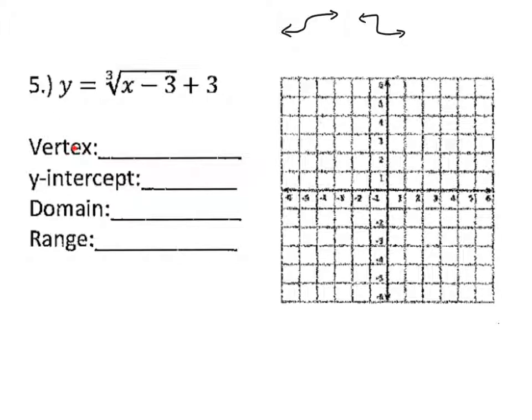So when we're trying to calculate the vertex, you want to start by figuring out the shifts. So let's go ahead and do that. There's a -3 on the inside, so this is shifting right 3. And a +3 on the outside, so this is up 3. So right 3, up 3, that's about right there at (3, 3). So I got the vertex.